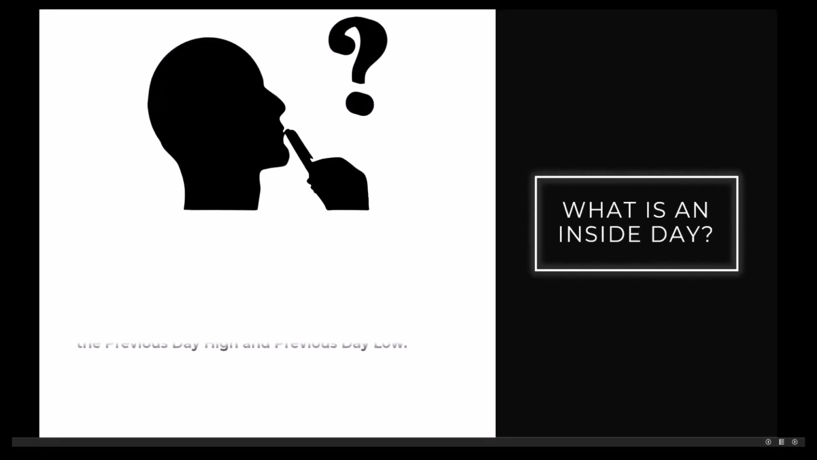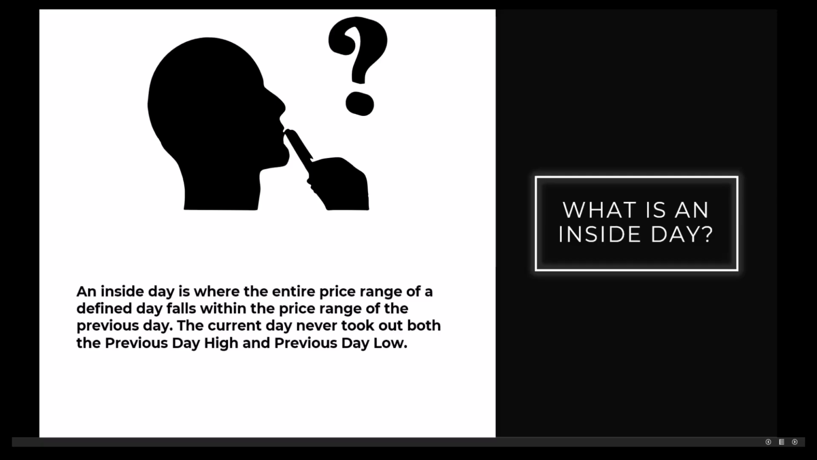What is an inside day? An inside day is where the entire price range of a defined day falls within the price range of the previous day. In other words, the current day that we are focusing on doesn't take out both the previous day's high and the previous day's low. So it sticks inside the previous day's range. It doesn't take out the previous day's high and it doesn't take out the previous day's low as well.